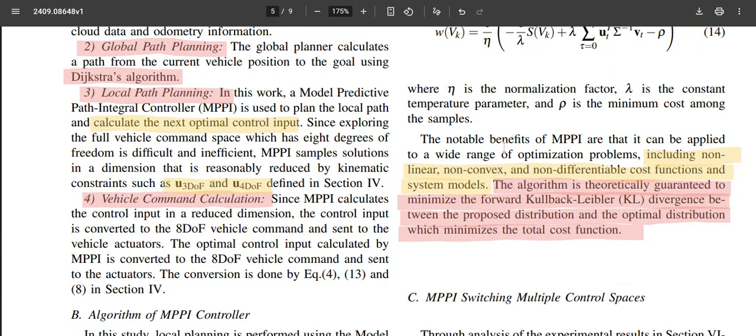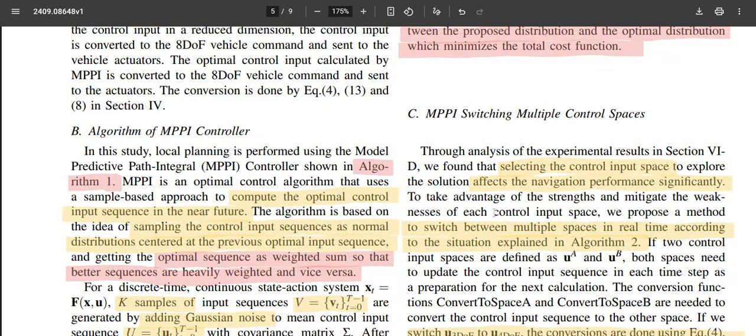The notable benefits of MPPI are that it can be applied to a wide range of optimization models, including nonlinear, non-convex, and non-differentiable cost functions and system models. The algorithm is theoretically guaranteed to minimize the KL divergence between the proposed distribution and the optimal distribution, which minimizes the total cost function.